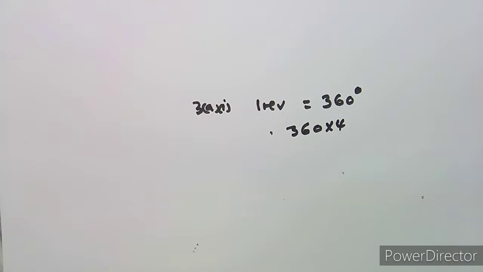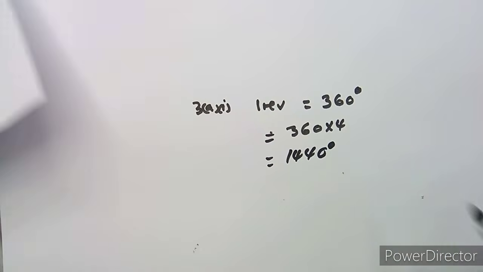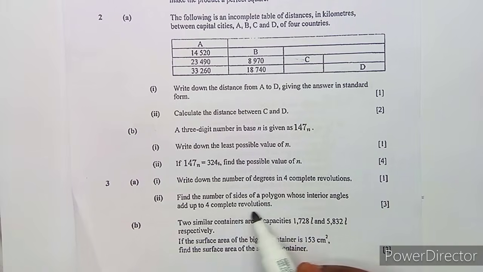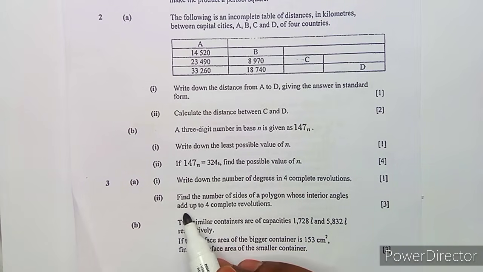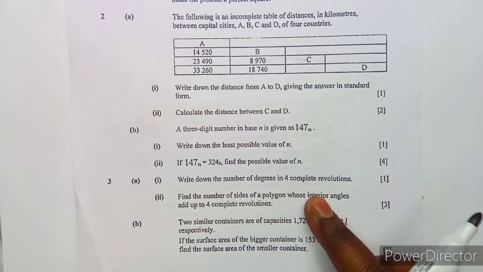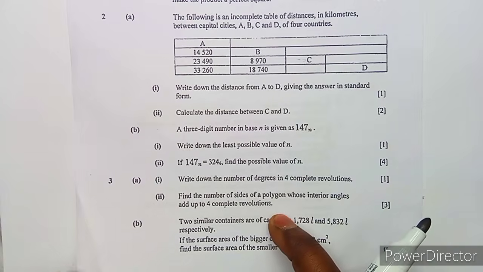So let's just use our calculator, guys, which is 1440 degrees. Okay, that's it. Just multiply. Find the number of sides of a polygon whose interior angles add up to 4 complete revolutions. So they are just saying the interior angles add up to 4 complete revolutions.